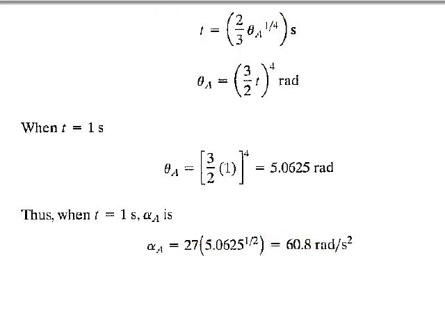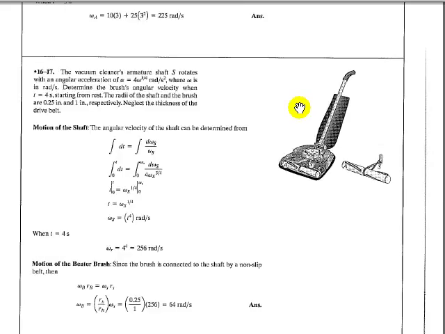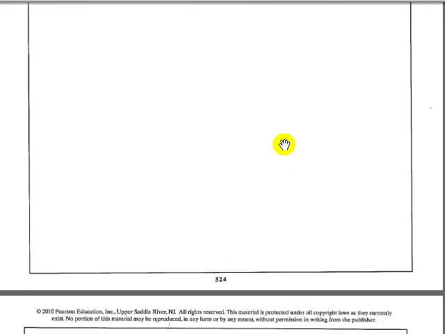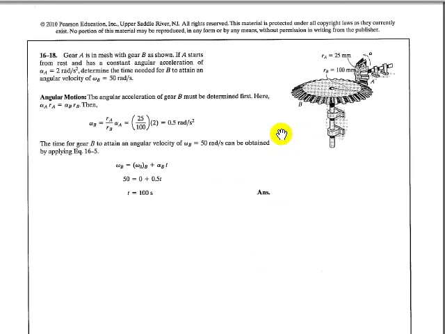Let me zoom back out a bit where I can see what we have. I had another problem or so picked out.